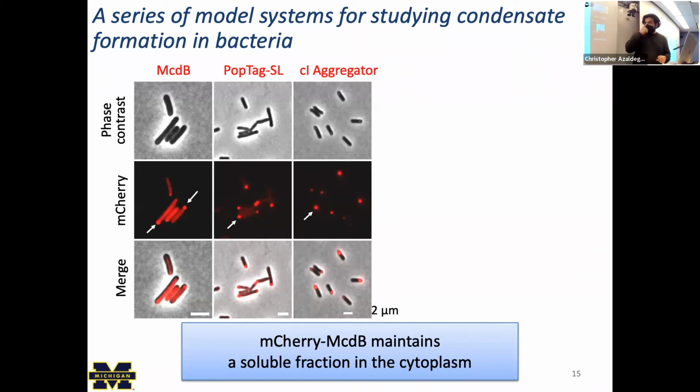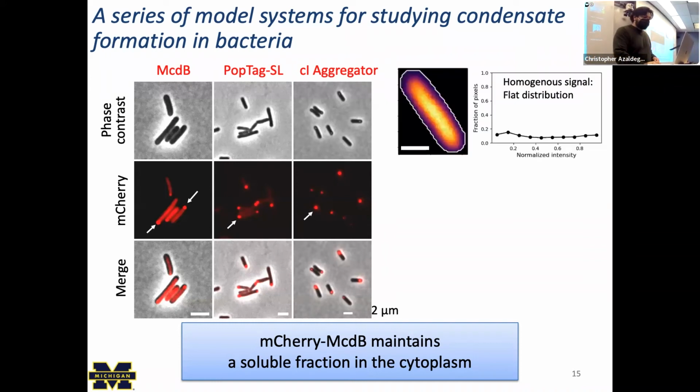Obviously these are all qualitative observations, so we want to be able to quantify this data at the single-cell level. What I'm doing here is segmenting these cells and taking all the pixels inside of them, normalizing to the minimum and the maximum intensity, and creating a distribution, a histogram of the normalized intensity distribution.